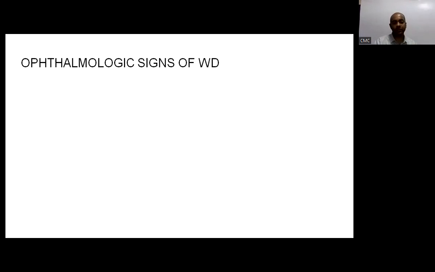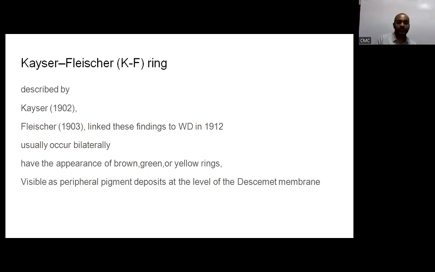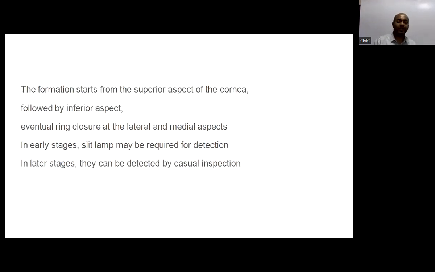Now, eye signs are also important. KF ring, as we all know. It was described by Kayser and Fleischer. It usually occurs bilaterally. They have a brown, green, or yellow color. It is visible as peripheral pigment deposition at the Descemet's membrane. In its formation, it starts in the superior aspect of the cornea, followed by the inferior aspect, and eventually the ring is closed on the lateral and medial aspects.